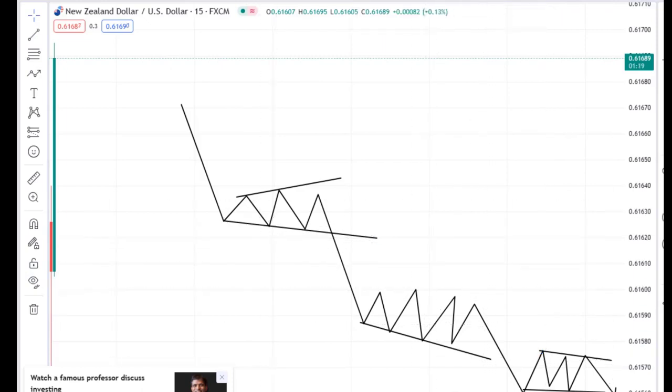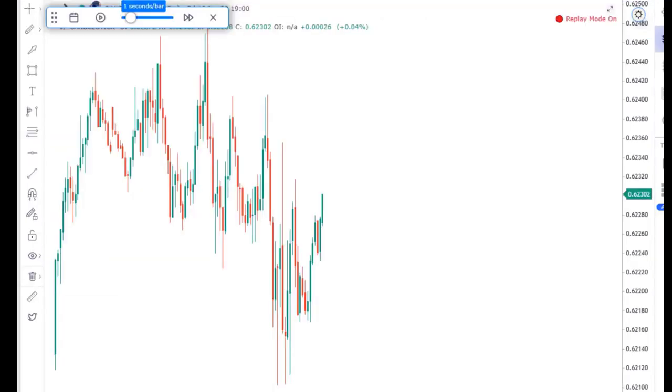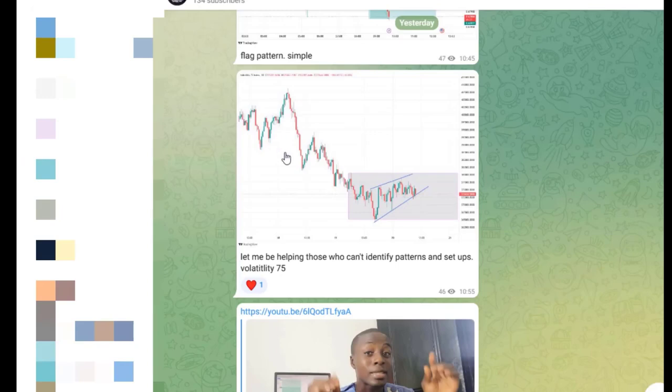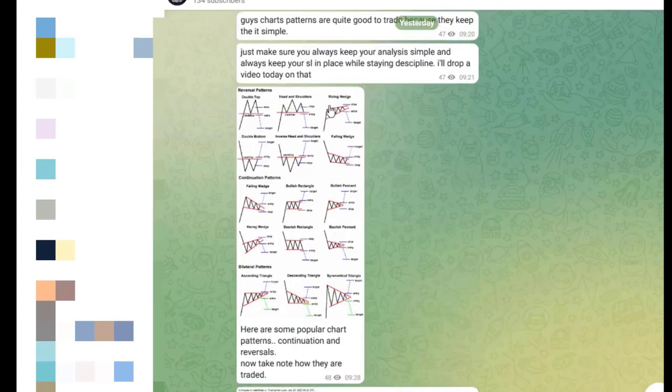Now if you look at the image that I dropped, you're going to see we have different types of chart patterns. All right, let's go back to the mentorship group. This is the image that I dropped yesterday. Now you see different types of chart patterns. They're mostly continuations. We have an ascending triangle, and it is based on how price consolidates. We have a descending triangle. We have a symmetrical triangle that consolidates inwards. We have rectangles, pennants, and all of that, right?